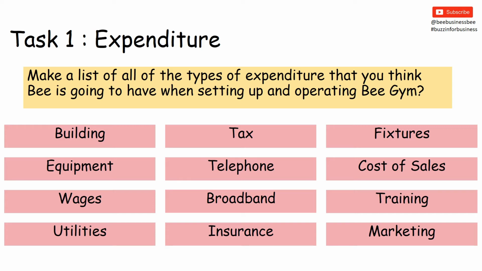So you can see that Bee has made a nice long list of costs there. You may have others on your list that I've not even thought of. It doesn't matter if you haven't got them, as long as they're a cost, whether they're a startup cost or an operating cost, that's perfectly fine.